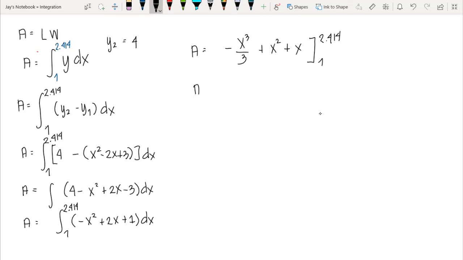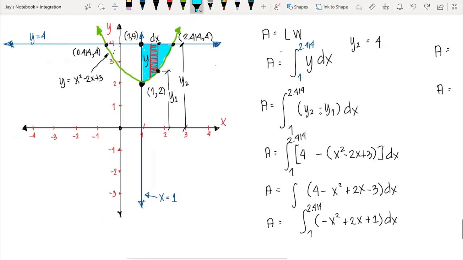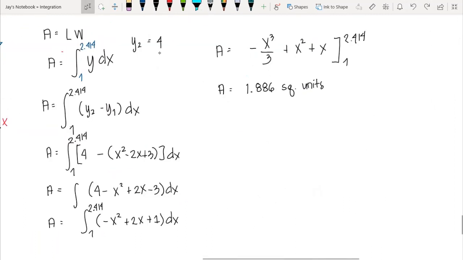We have our area here, which is equal to 1.886 square units. So the area of this region here is equal to 1.886 square units. And this is our answer. And that ends our discussion on areas using integration.